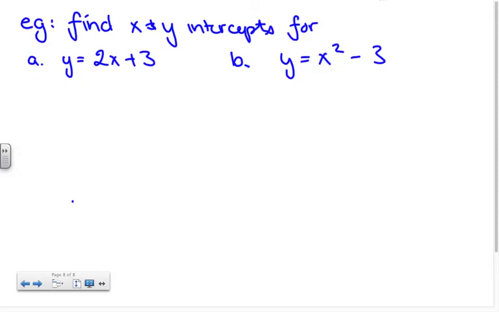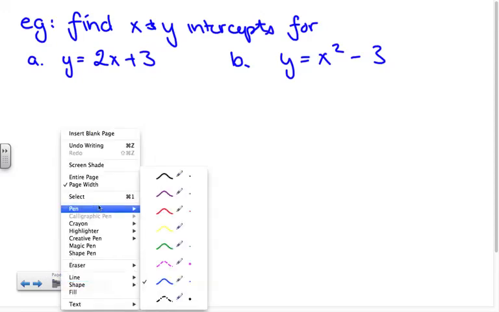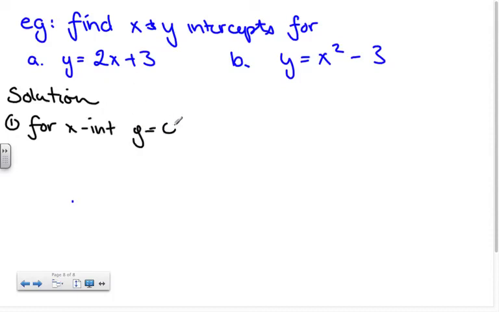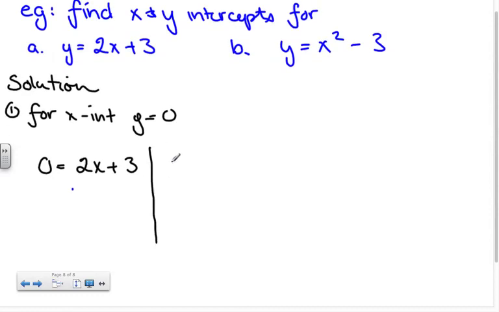Okay? So we have two equations I want to find the x and y intercepts for. To solve for the x-intercepts, it's really simple. We just set y to 0. So for our x-intercept, y is equal to 0. So in the first equation, we have 0 equals 2x plus 3. And in my second equation, I will have 0 equals x squared minus 3.